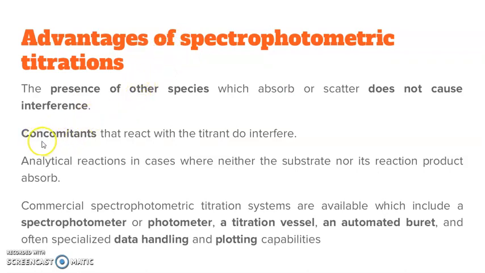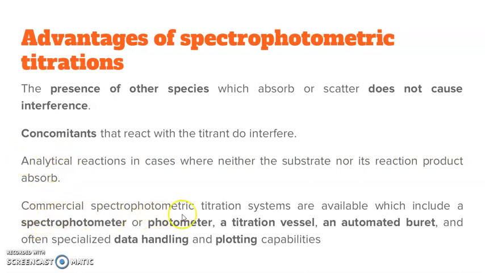Concomitant species that react with the titrant do interfere. Anything that reacts with the titrant will definitely interfere. And analytical reactions where neither the substrate nor the reaction products absorb can be well handled in spectrophotometric titrations.